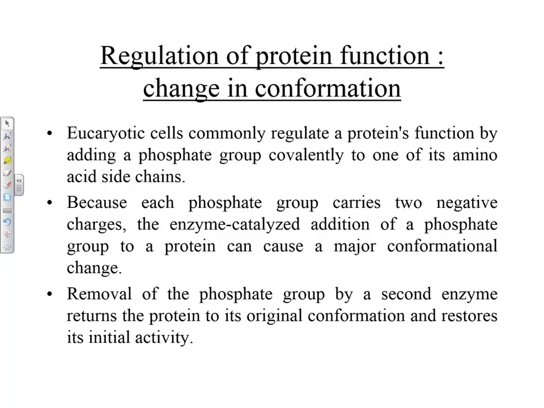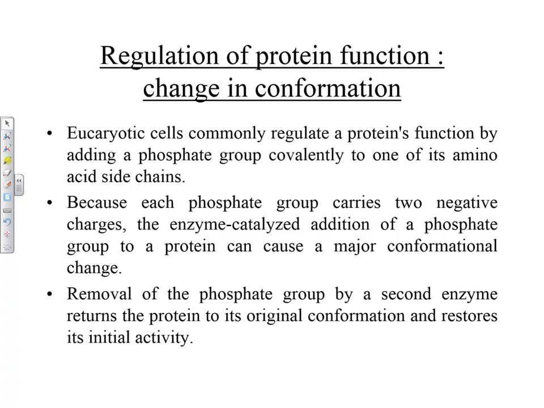So let's look at regulation of protein function by a change in the conformation of the protein. Eukaryotic cells commonly regulate a protein's function by adding a phosphate group covalently to one of its amino acid side chains. Now because each phosphate group carries two negative charges, the enzyme catalyzed addition of a phosphate group to a protein can cause a major conformational change. Remember, the three-dimensional conformation of a protein is determined by the interaction of many different factors. If you throw in two negative charges over there, you put in an additional factor, that might alter the shape of the protein, and therefore it can no longer perform its original function.